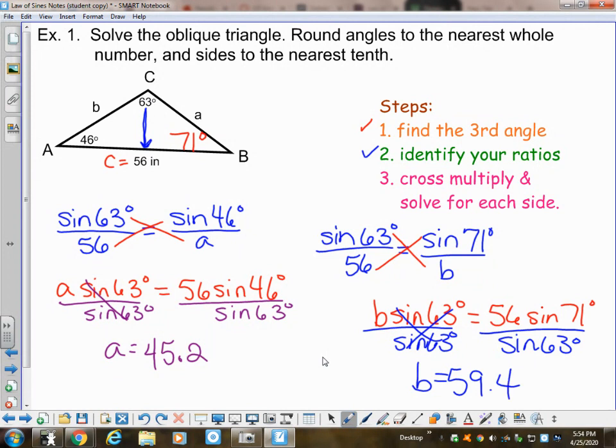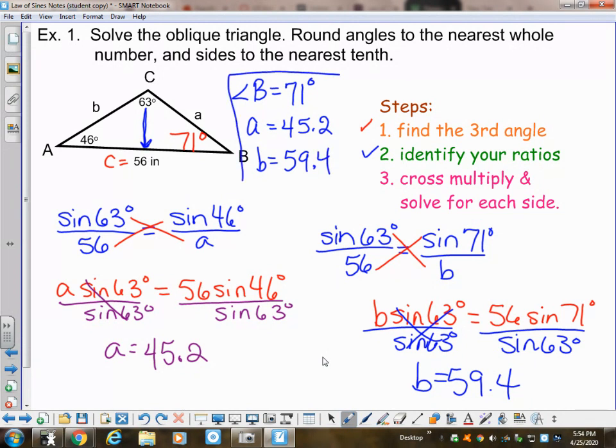All right, I'm done. I solved my triangle. Normally in class I would have you write out all three answers so they'd be quicker to find. So you would put angle B, you found to be 71 degrees. Then little a is 45.2 and little b was 59.4. And yes, the sides are in inches, but it's okay. All right, there's our answer.